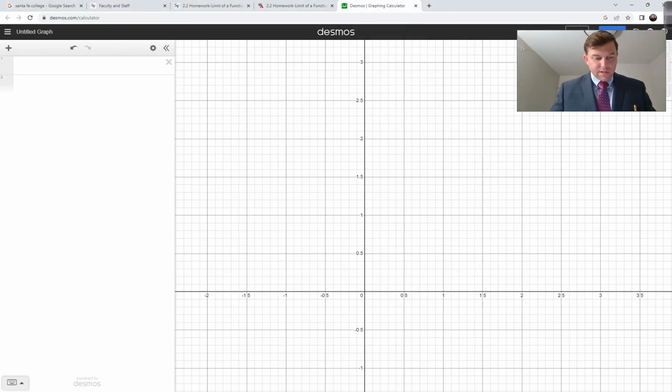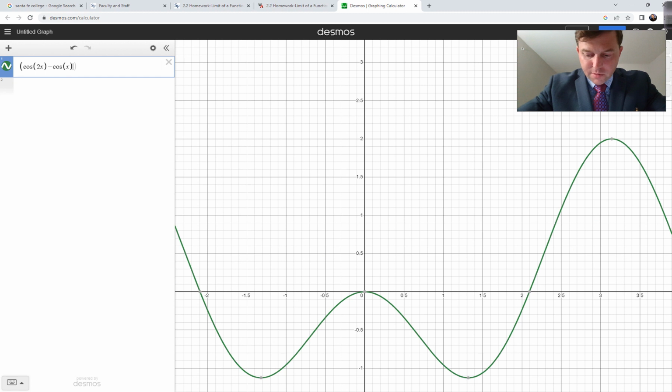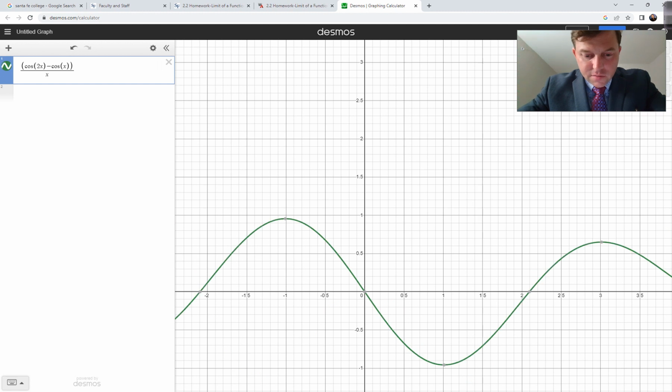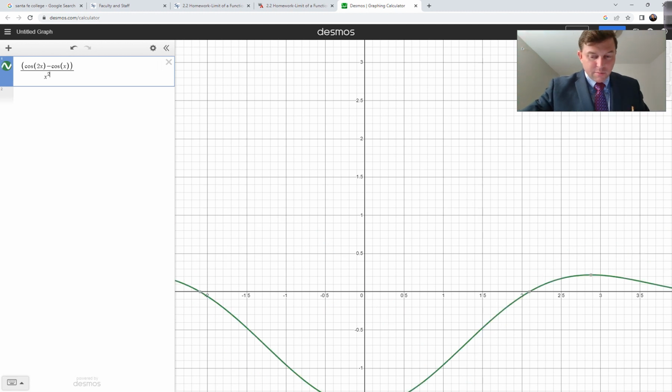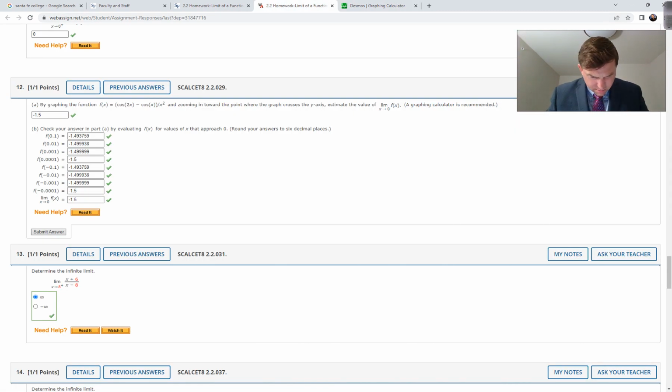How would I do this in decimals? I would type parentheses, cosine, parentheses, 2x, parentheses, minus cosine, parentheses, x, parentheses, parentheses for the top, divided by, and it was x raised to the second, I believe, on the bottom. Enter. Let me make sure that's right. That is correct. And we're approaching 0.